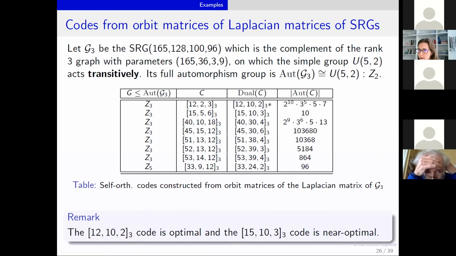Okay, here it was Laplacian matrices that we've taken into consideration, and in this case, the strongly regular graph with parameters 126, 125, 36 did not satisfy the condition for obtaining self-orthogonal codes for Laplacian matrices, but its complement did. Since this is also a strongly regular graph, we could take into consideration the complement. And here are the codes that we obtain. You can see how big the automorphism groups of the codes are.